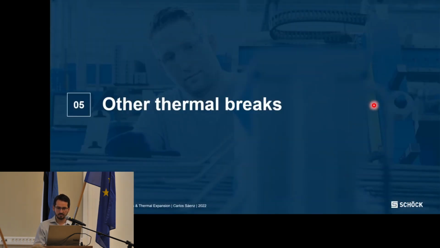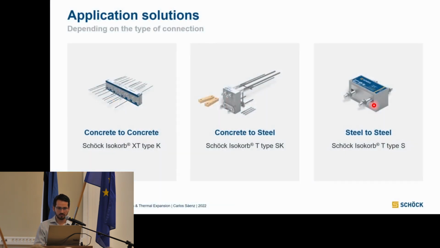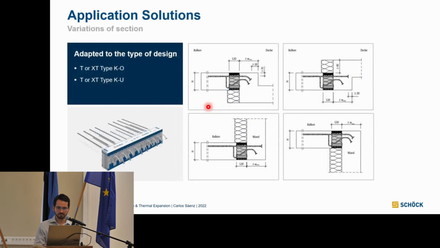Other thermal breaks. We have other kinds of thermal breaks. I think my colleague also mentioned that, so I'm just going to do a quick recap. The concrete to concrete, concrete to steel, and steel to steel connection. Also this is usable for steel, concrete to wood connections if needed. And here's the one we saw at the beginning with the anchors. This is how it's used.